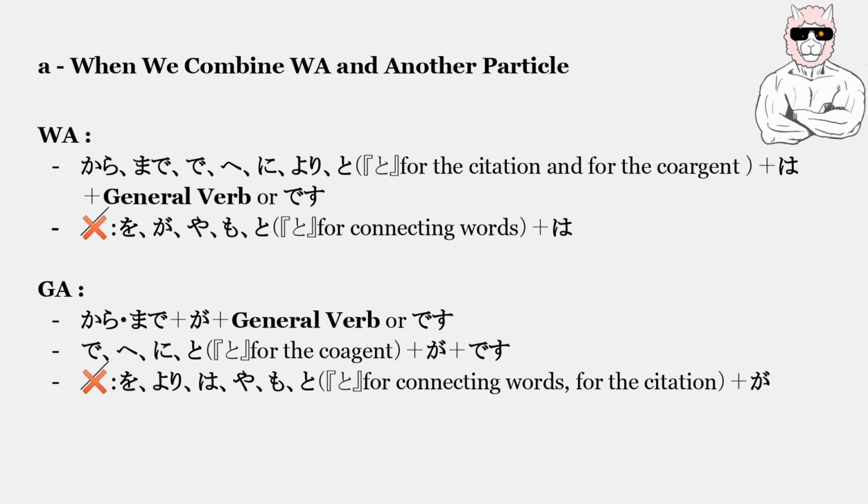Firstly, possible verbs. Concerning が, you need to distinguish well the types of the verbs, since it varies depending on the used particle. And then the particle と. In the two cases of は and が, we can't use と when it has the meaning of connecting words. But when it has the meaning of the citation, it can be only combined with は.